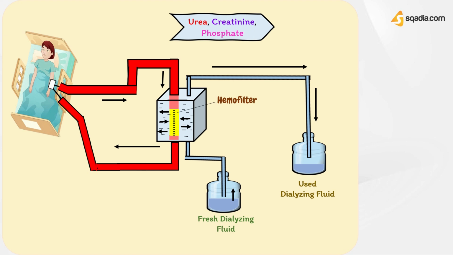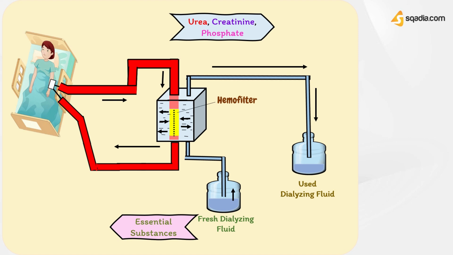Urea, creatinine, phosphate, and other unwanted substances from the blood pass into the dialysate by concentration gradient. The essential substances required by the body diffuse from dialysate into blood. Almost all the substances, except plasma proteins, are exchanged between the blood and dialysate through the cellophane membranes.